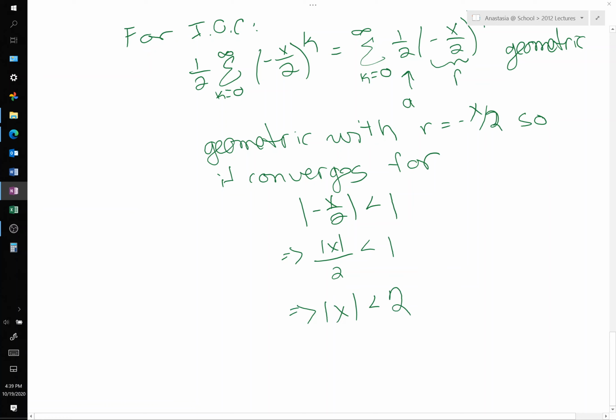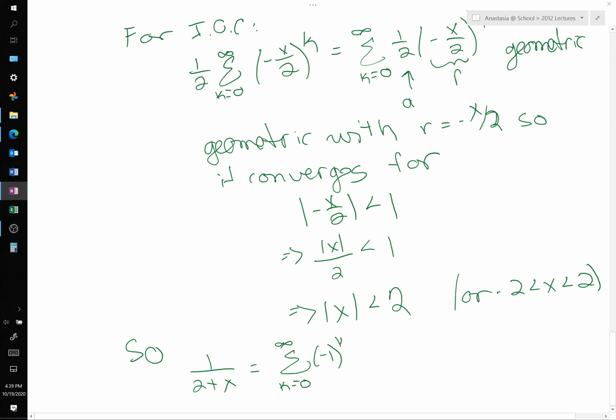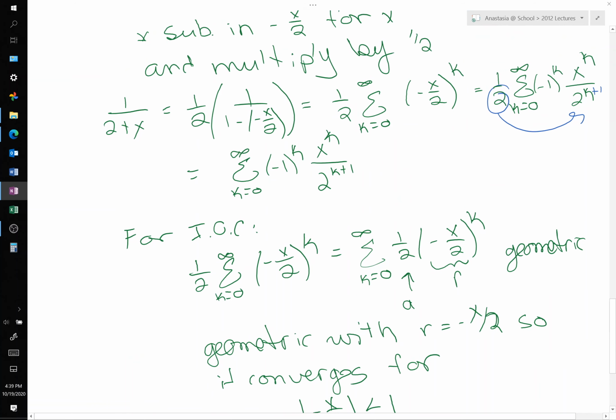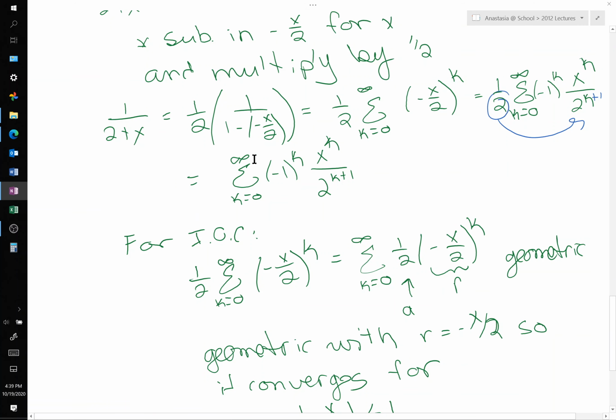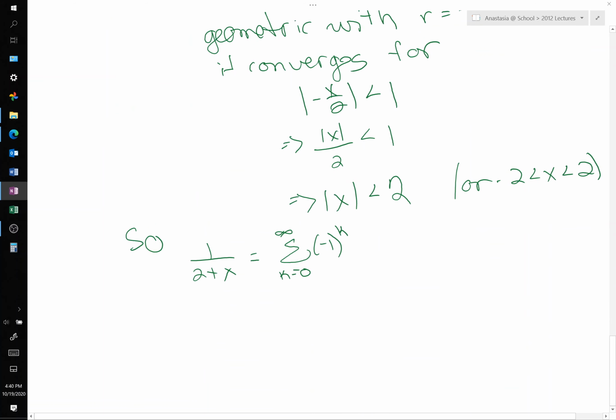If you want to, you can leave your interval of convergence like this, or you can write it as negative 2 less than x less than 2. So in summary, we have 1 over 2 plus x. This is equal to the sum from k equals 0 to infinity. You could really write any one of these series formulations that you wish. I'm going to go ahead and write this last one. So that's going to be negative 1 to the k, x to the k over 2 to the k plus 1.